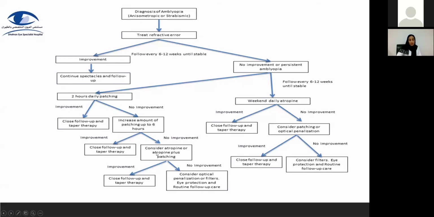And if the penalization works, I would continue with it. And if it does not work, then I have to reevaluate the patient again and see what's going wrong with the patient.